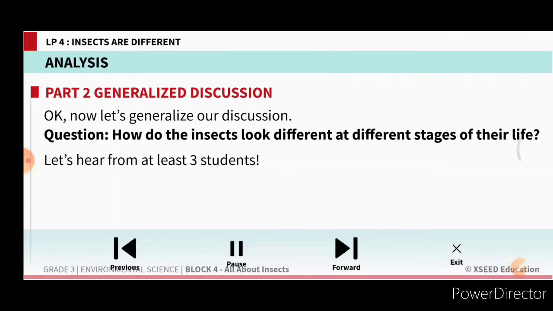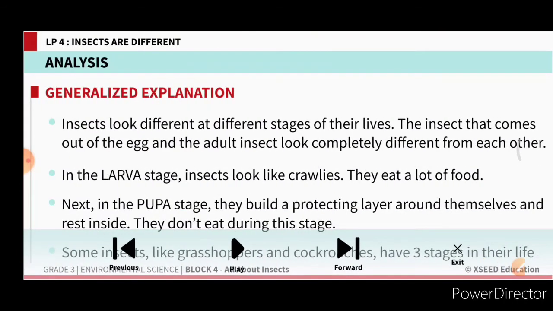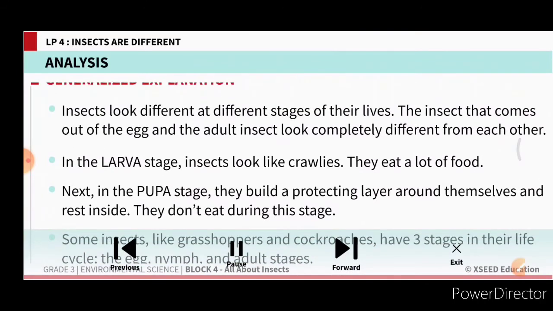How do insects look different at different stages of their life? Just before, in the picture of the life cycles, we learnt that egg looks different from larva. Larva looks different from pupa. Pupa is different from the adult. They look so different in each stage of their life cycle, right? Here we go. Insects look different at different stages of their lives. The insect that comes out of an egg and the adult insect look completely different from each other.